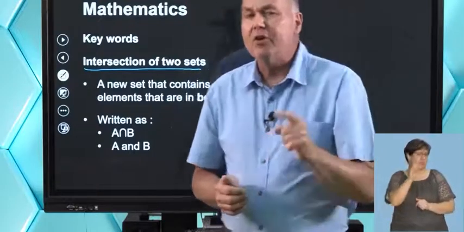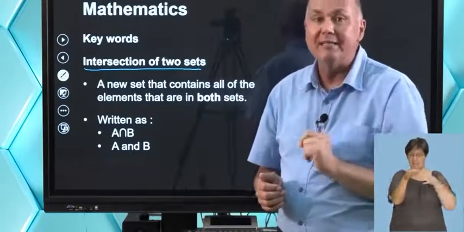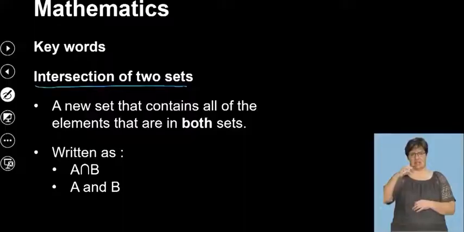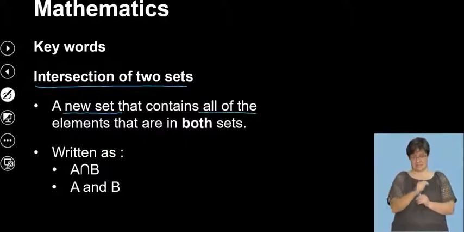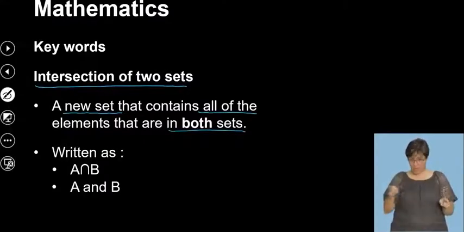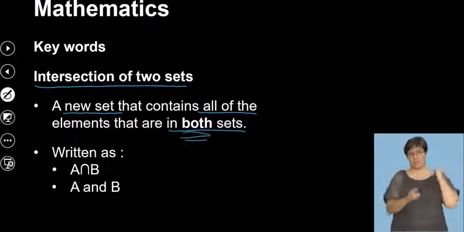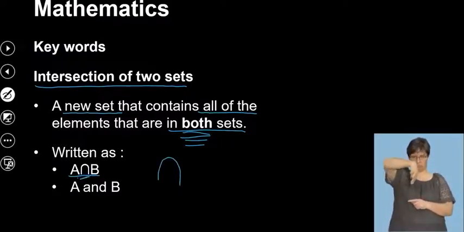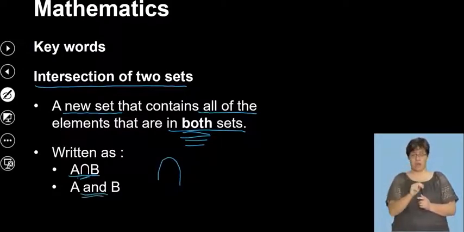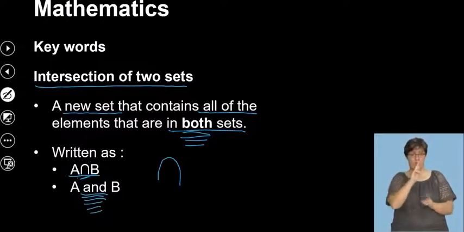So let's have a look at our definitions, and how we define intersection in a little bit more detail. The intersection is a new set that contains all of the elements that are in both sets. So it's not just in one, but they must be in both. You can't be in the intersection if you're not in both. We write the idea of intersection not as a U, but an upside down U. So it's that funny symbol. And remember, intersection is referenced as and.